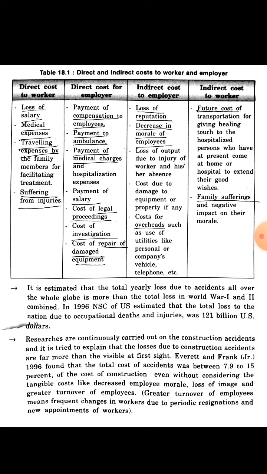And indirect costs for a worker are the future cost of transportation, for visitors who come to the home or the hospital to see the hospitalized person and extend their good wishes, and family suffering and negative impact on their morale. So these are the direct and indirect costs of the worker and employer. This question is also asked in GTU in the form of a short note.